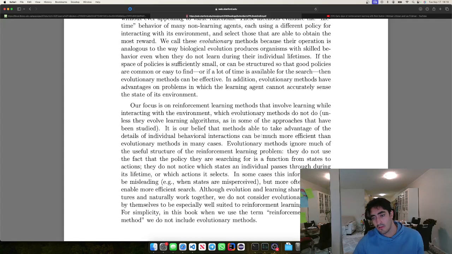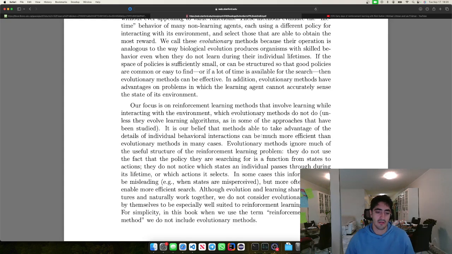Evolutionary methods do not do that. Unless they evolve learning algorithms, as in some of the approaches that have been studied, it is our belief that methods able to take advantage of the details of individual behavioral interactions can be much more efficient than evolutionary methods in many cases. Evolutionary methods ignore much of the useful structure of the reinforcement learning problem.